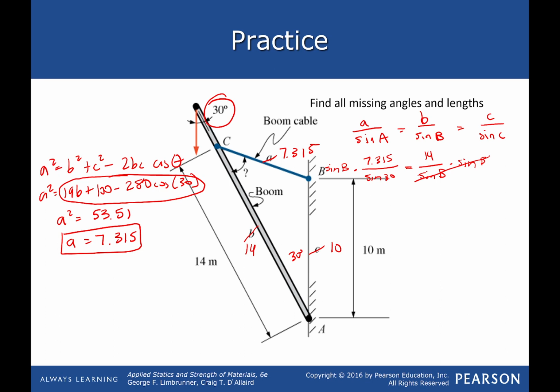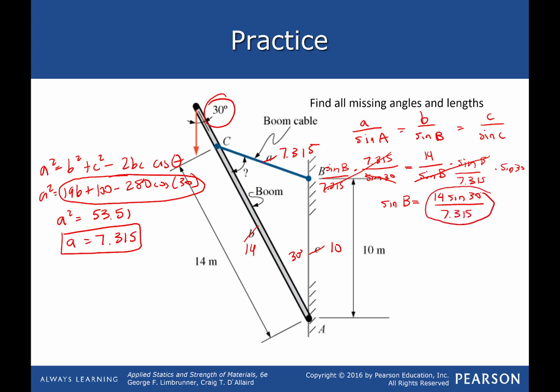And that cancels. Good. I'm going to divide both sides by 7.315. That cancels. And I'm going to multiply both sides by sine of 30. I don't have any space to write it, so I'm just going to mark through that and multiply it over here. Okay, too much marking through, so let's simplify that down. So I have sine of B is equal to 14 sine of 30 over 7.315.